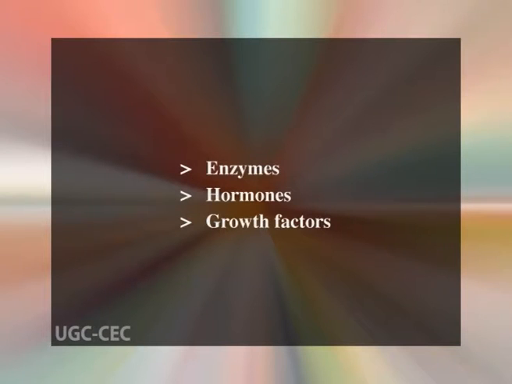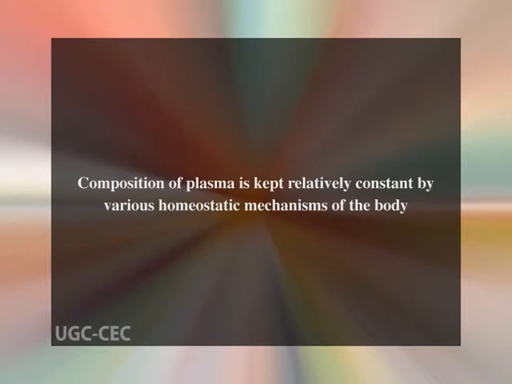Other proteins include enzymes, hormones, and growth factors, which are necessary to clot the blood when bleeding occurs. Plasma proteins are not taken up by the cells to be used as food fuels or metabolic nutrients, as are the other solutes such as glucose, fatty acids, and oxygen. The composition of plasma varies continuously as cells remove or add substances to the blood. Assuming a healthy diet, however, the composition of plasma is kept relatively constant by various homeostatic mechanisms of the body.